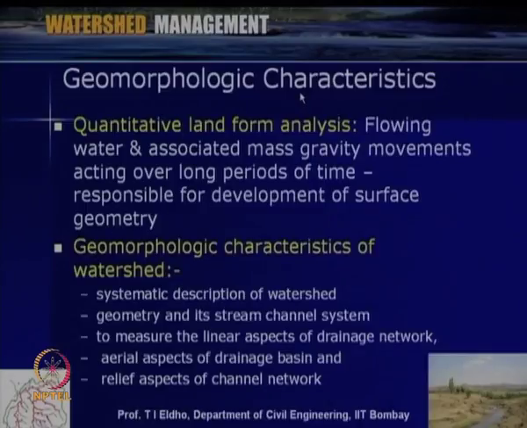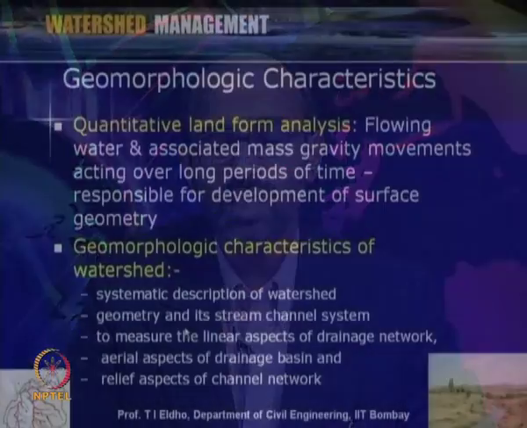So, as far as geomorphological characteristics are concerned, we have to deal with the quantitative landform analysis like flowing water and associated mass gravity movements acting over long periods of time. So, how the flow is taking place, and then associated mass gravity movements, all these we have to consider, and this is responsible for development of surface geometry. So, a watershed can evolve according to the flow pattern what is happening within the watershed. So, we have to assess what kind of variation is taking place within the watershed.